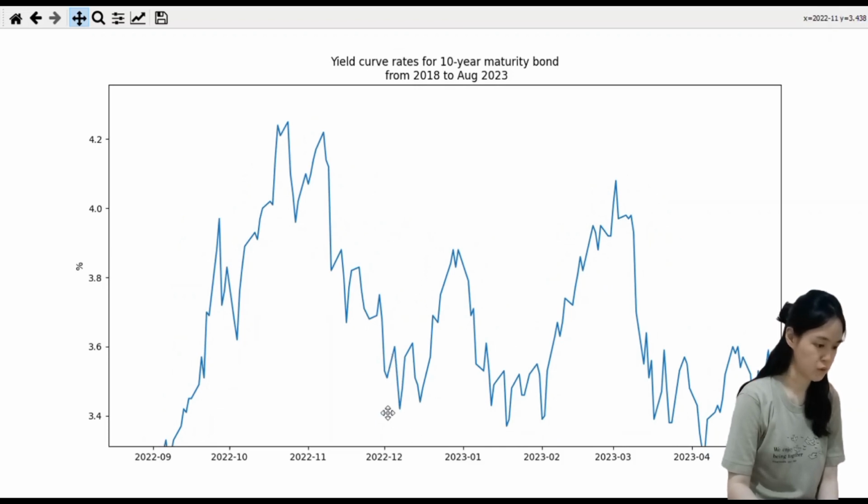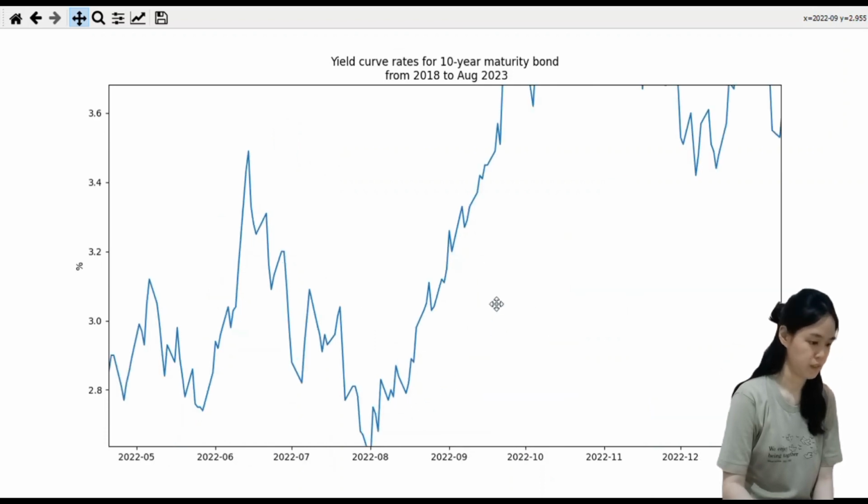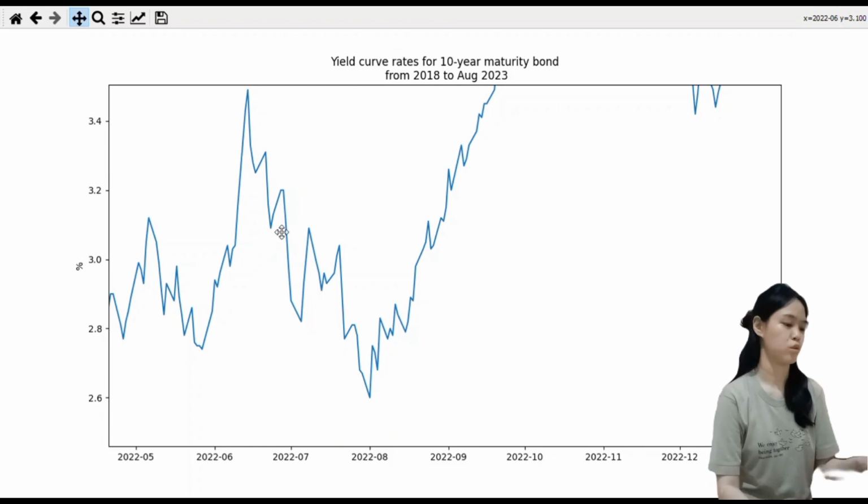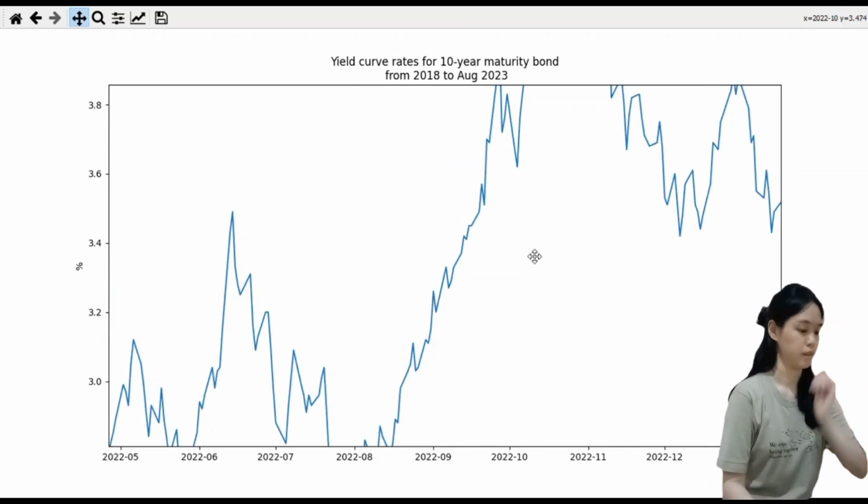Like this, 2022 December to 2023 January. It has this part and then goes sharply. And then like this, 2022 July to the next month, it's like there's one cycle and then another cycle. It's a very loose interpretation though.